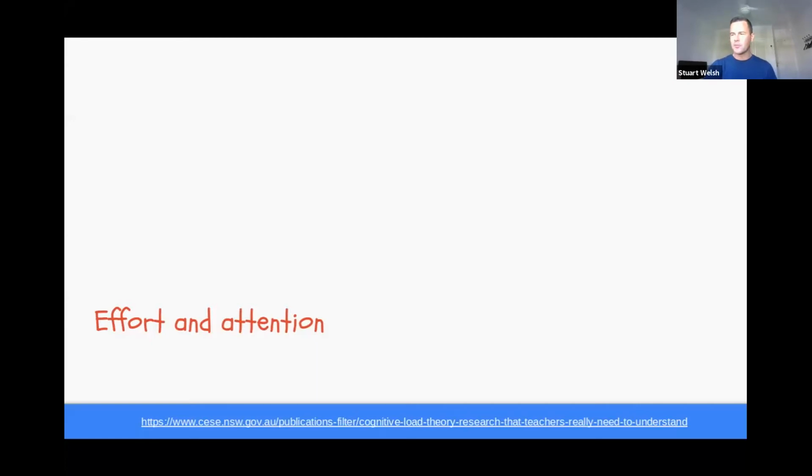So you might be familiar with John Sweller's work on cognitive load theory, and it is much more than just the simple idea that giving students too much at one time is not good for them. The work that you can see linked to on this slide has been done in New South Wales, and it shows how cognitive load theory has grown into a complete model for schooling. That link is definitely worth following and definitely worth reading.